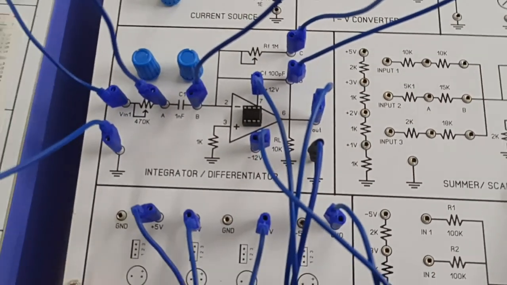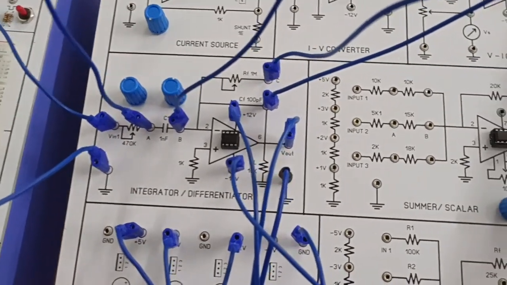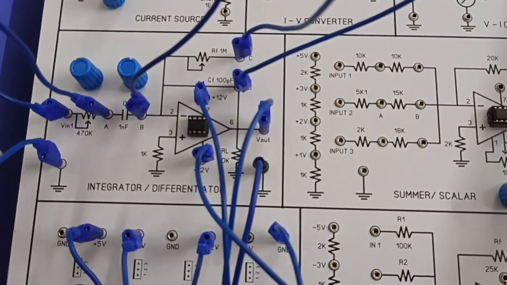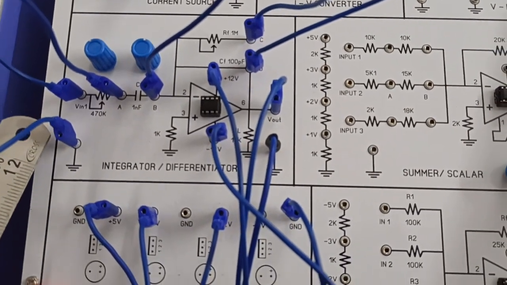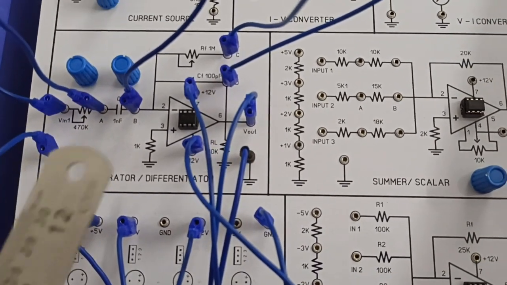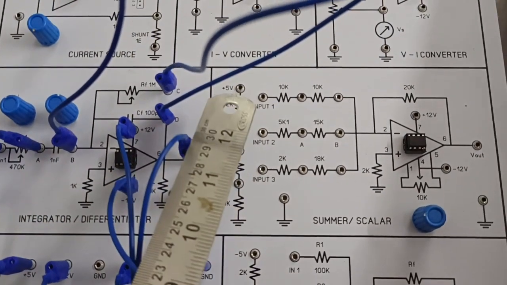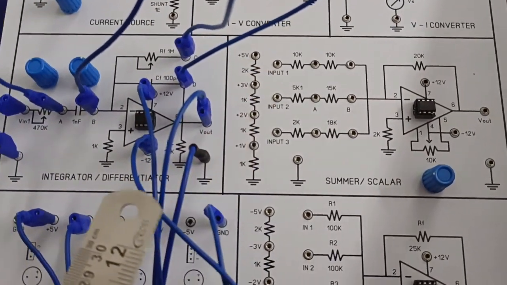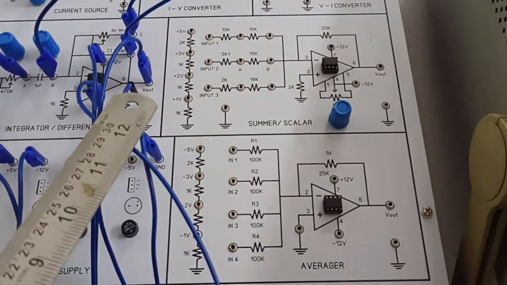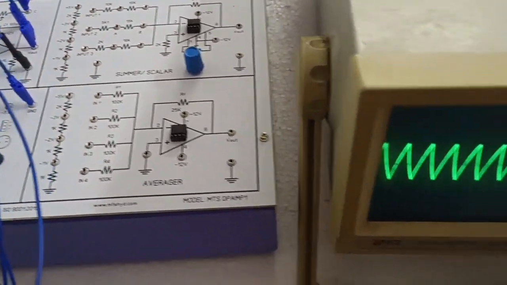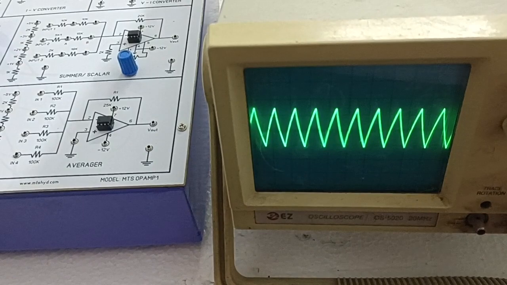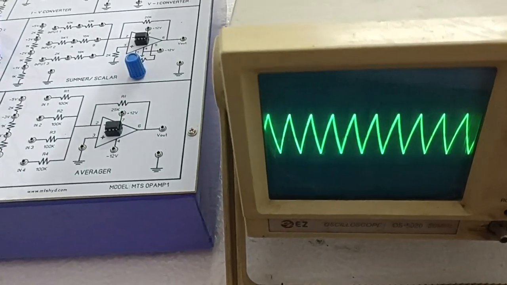Now coming to integrator, give the square input to the V in from the function generator, and short the A and B capacitor and C and D. Now here connect V out to the CRO. So you will be getting the integrator output, a triangle wave.